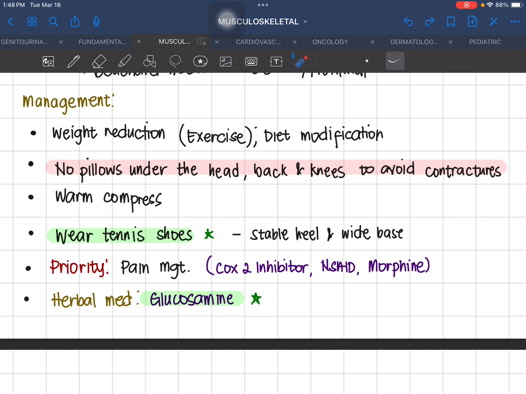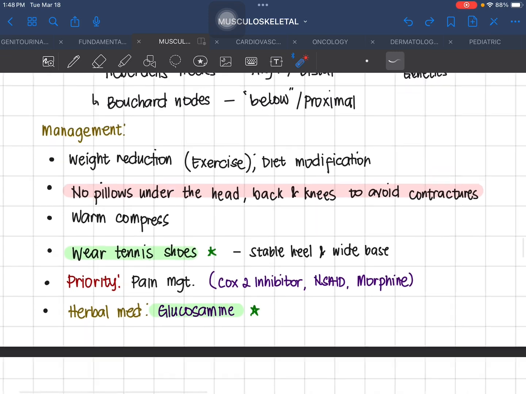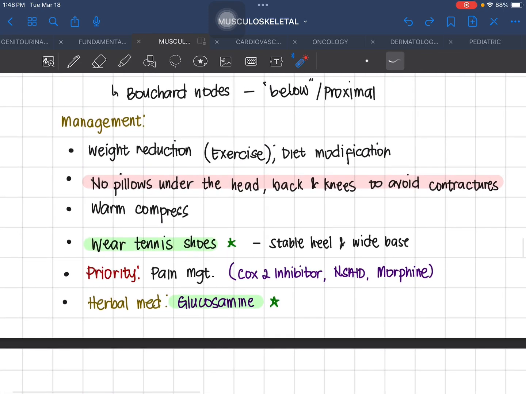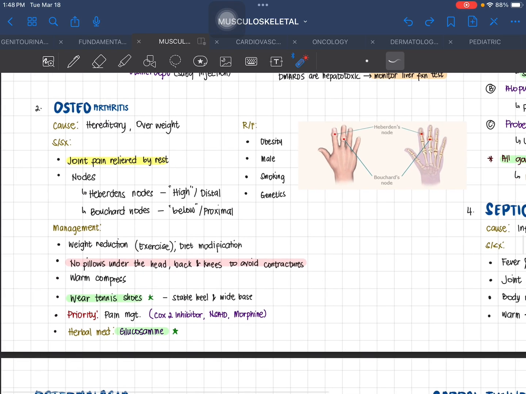Ang priority, of course, dito sa osteoarthritis, which is priority naman sa lahat ng musculoskeletal, is yung pain meds. So, priority natin is pain management. Ano ba yung mga pain meds? COX-2, NSAIDs, and morphine. Meron din tayong binibigay na herbal med o yung pwedeng herbal med for osteoarthritis, which is yung glucosamine. So, okay, summarize natin.